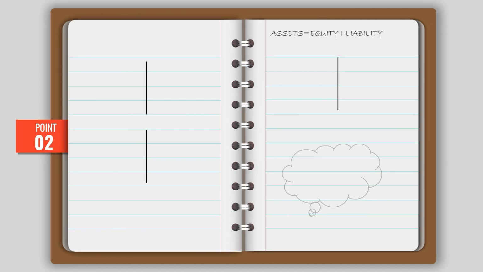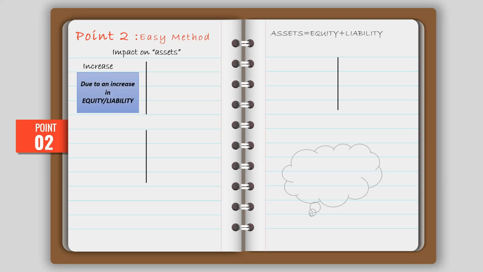Now we'll learn the main points needed in order to form an accounting equation. First, we'll see what are the reasons that could result in increase or decrease of an asset. An asset can increase due to increase in equity or liability. And on the other hand, an asset can decrease due to decrease in equity or liability.